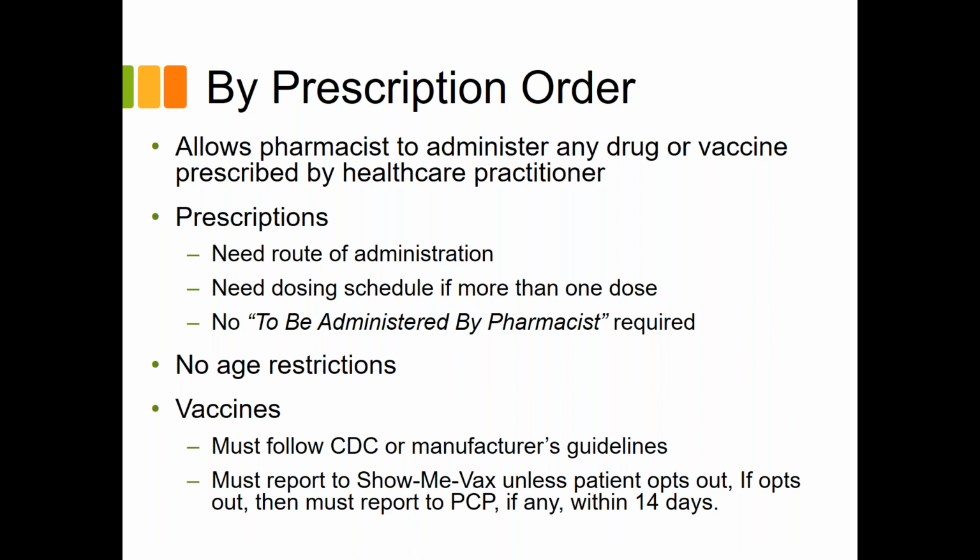There is no age restriction in general by this rule. You can immunize or give any vaccine or any drug with no age restrictions. However, when it comes to vaccines, you must be following CDC or manufacturer guidelines. So there would be age restrictions on some of the vaccines, but for drugs, there isn't any. And then for vaccines, you must report to Show Me Vax, just like under protocol. If the patient opts out, then you must notify the PCP within 14 days if they have one.